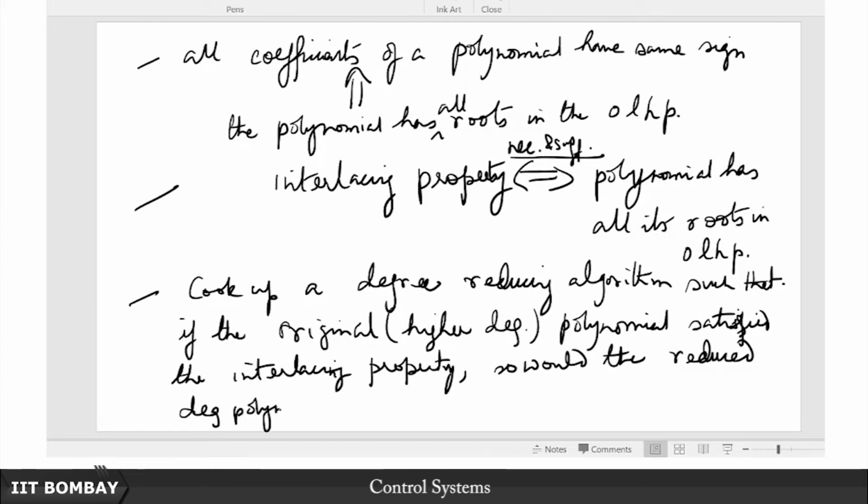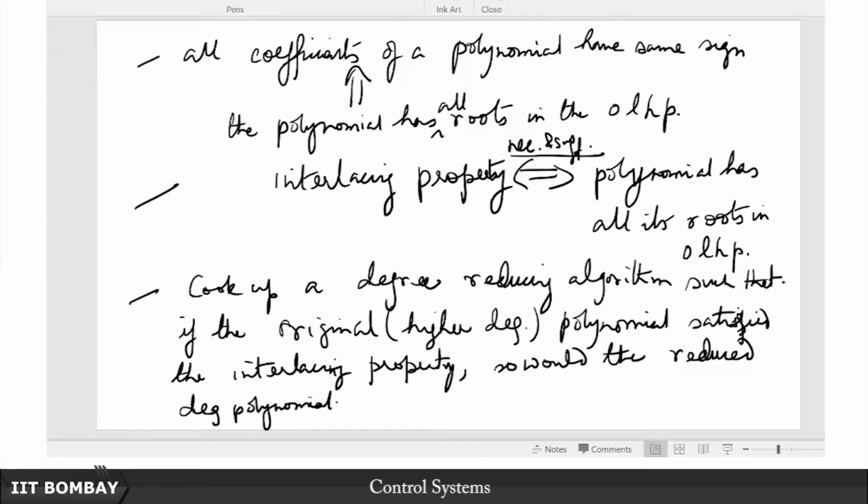Notice we are not talking about the locations of the roots of the original polynomial or the reduced degree polynomial. We are just saying that if the original polynomial satisfies the interlacing property, which means that the original polynomial has all its n roots, n is the degree of the polynomial, on the open left half plane, then so would this reduced degree polynomial, potentially of degree n minus 1, also meet this interlacing property and therefore have all its n minus 1 roots in the open left half plane.